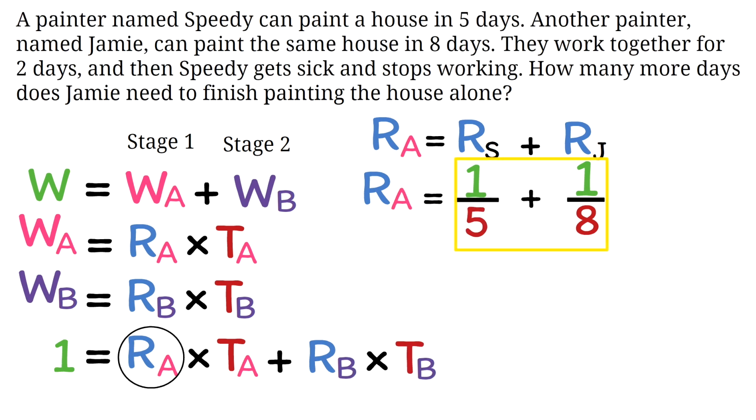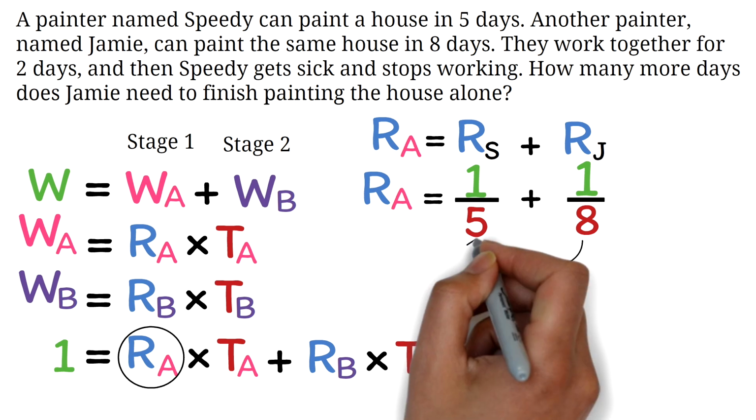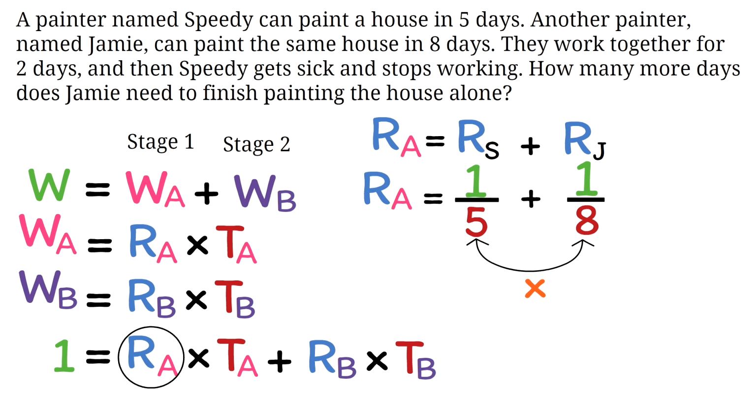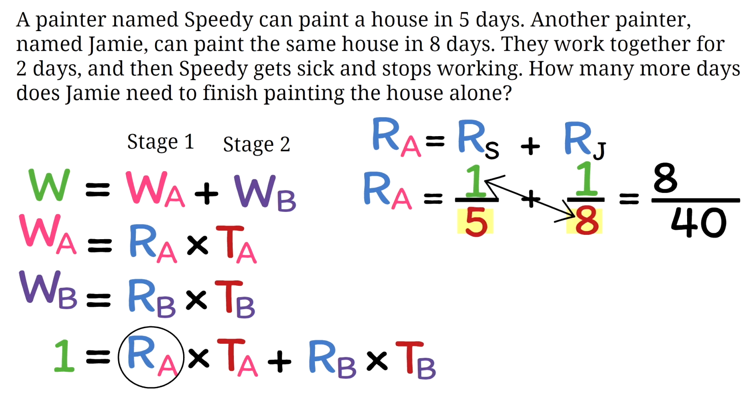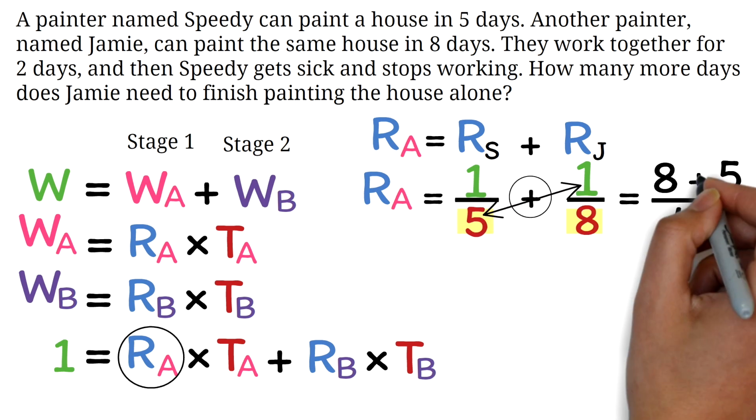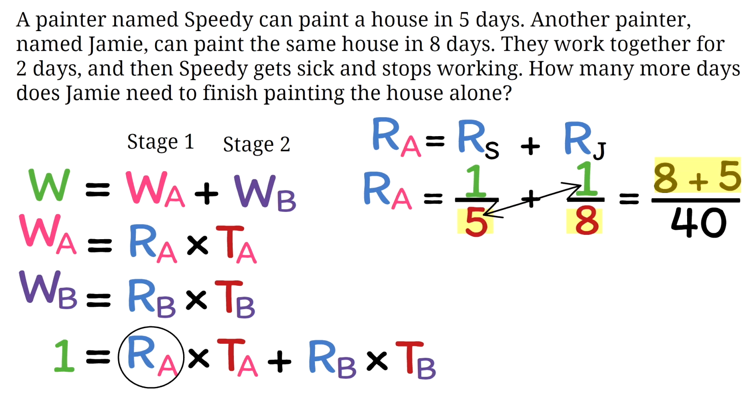Next, to add these fractions together, we can use the cross-multiplication method. First, we'll multiply the denominators together. So we'll multiply the 5 and the 8 to get 40. Therefore, this 40 will become the new denominator of the added fractions. Next, we'll multiply the 8 by the 1 to get 8. Then we'll multiply the 5 by the 1 to get 5. Finally, since we have addition here, we'll add these two numbers. 8 plus 5 is 13. Therefore, RA equals 13 over 40.